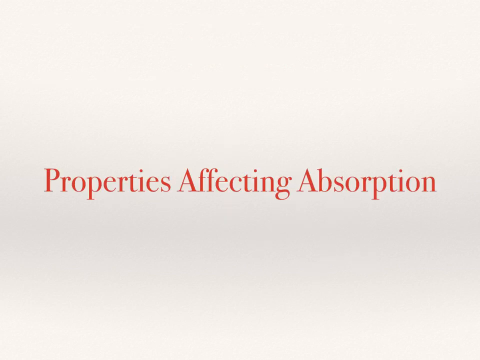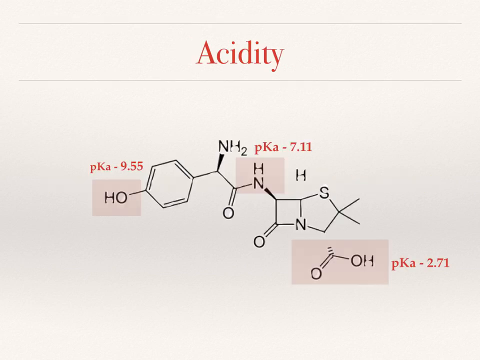Properties affecting absorption. Amoxicillin has three acidic groups, with pKa values from 2.71 to 9.55, an alcohol group, and an amide group. Maximum stability of amoxicillin has been observed to occur at 37 degrees Celsius and at a pH of 5.77.